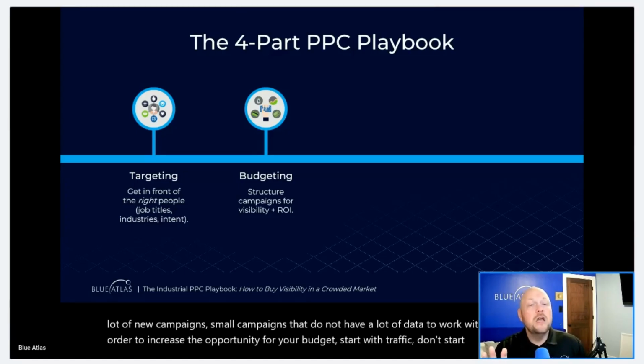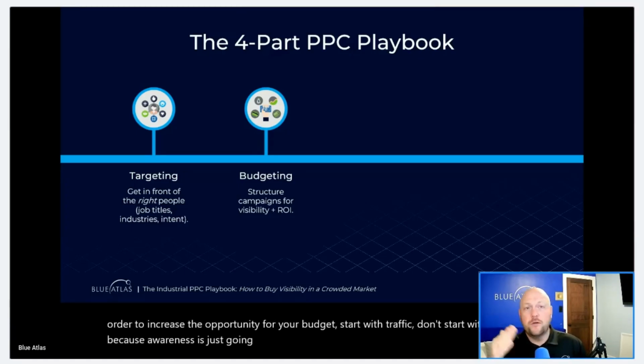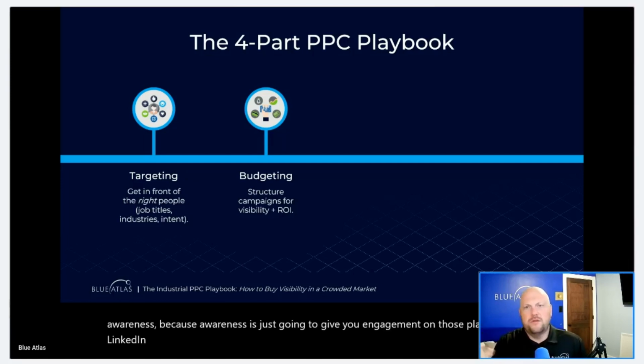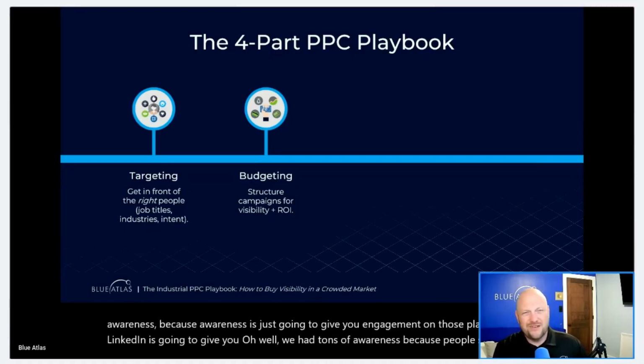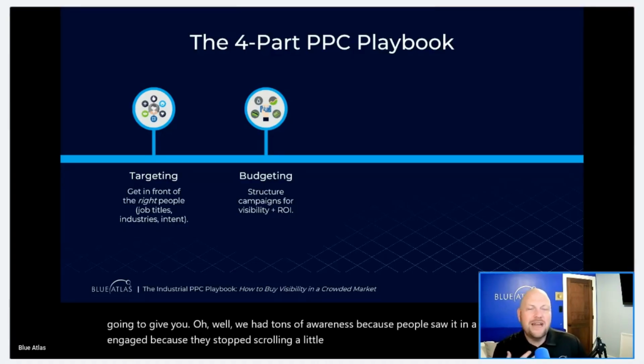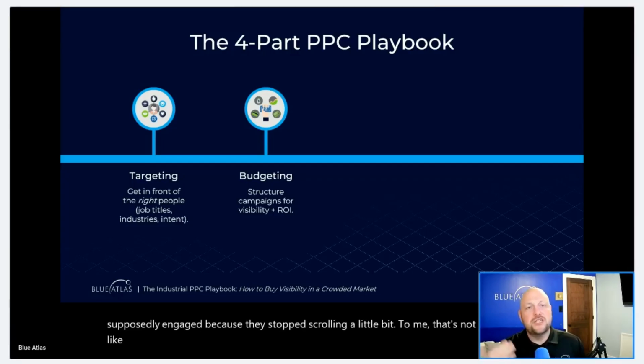Don't start with awareness, because awareness is just going to give you engagement on those platforms. Like LinkedIn is going to give you, oh, well, we had tons of awareness because people saw it and they supposedly engaged because they stopped scrolling a little bit. To me, that's not, I don't really like that. I would prefer to see traffic so I know someone took an action.